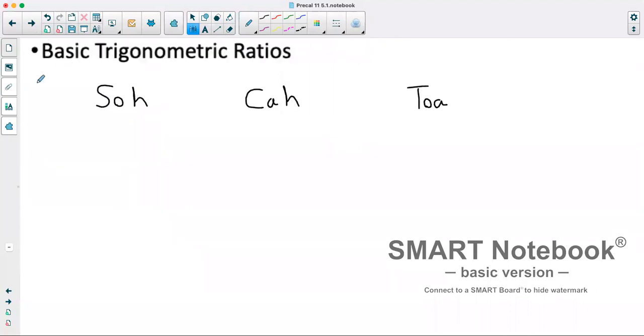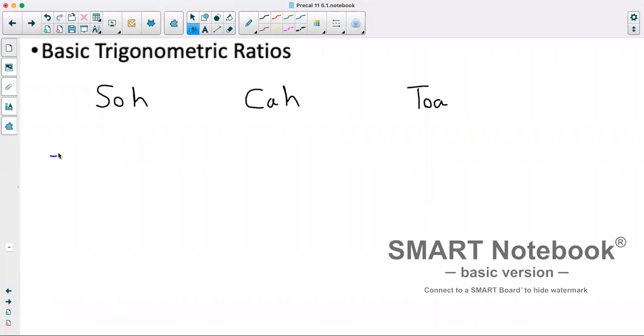Also, a reminder of our basic trig ratios that you would have learned about in previous grades. We had SOHCAHTOA to remember them. With all of these, the first layer is our trig ratio, the second layer is what's in our numerator, and the third is what's in our denominator.